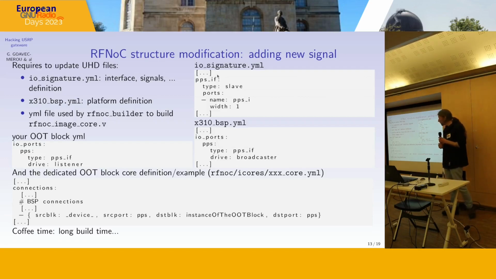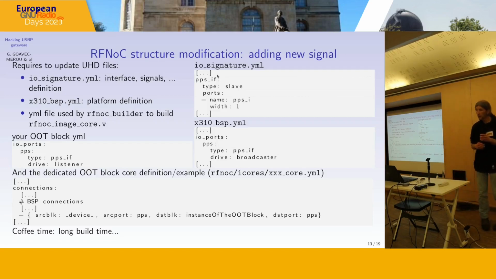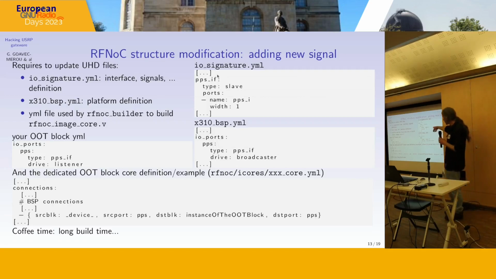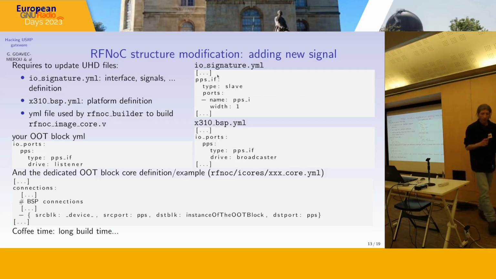The BSP, so the description of the X310, has been updated too, to add into the IO port section a PPS with a type PPSEF, so this refers to the PPSEF for the IO signature, and a drive broadcaster. This means the signal is one to many. The Verilog code produced by the RFNoC image builder has only one input, but this input may be connected to more than one RFNoC block.